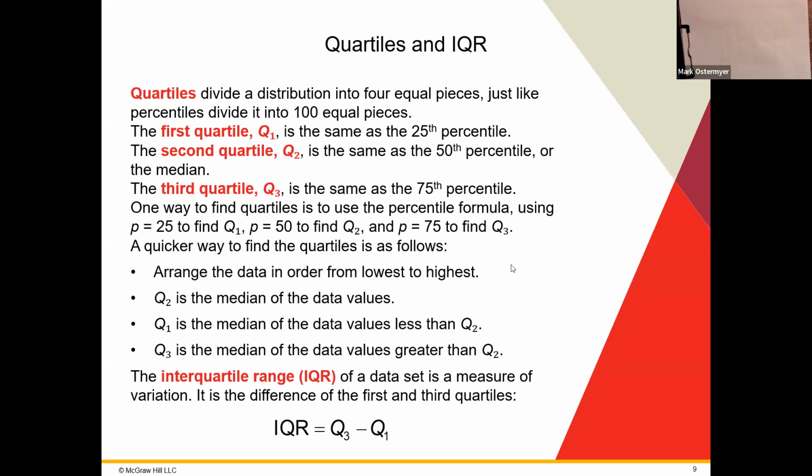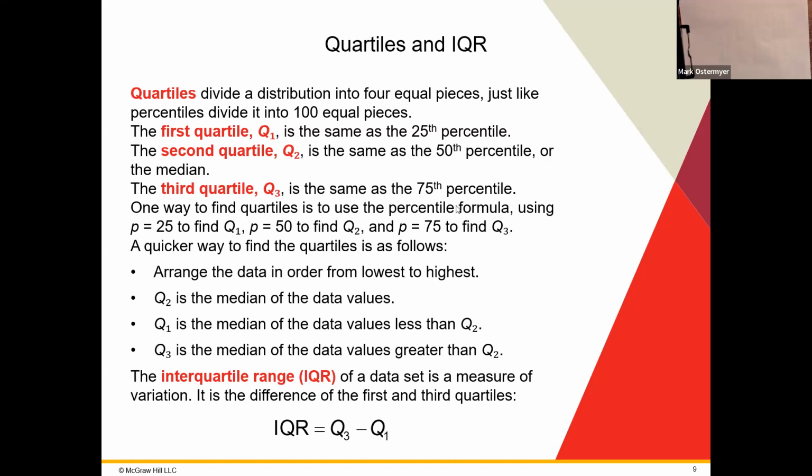But there is another way. Once we have our data in sorted order from lowest to highest, left to right, the second quartile is going to be the median of the data values, literally the middle value of your data set. We've seen how to compute that from last week. Your first quartile, the 25th percentile, is the median of the data values less than your second quartile. The third quartile, the 75th percentile, will be found by finding the median of all the data values that are above your second quartile.